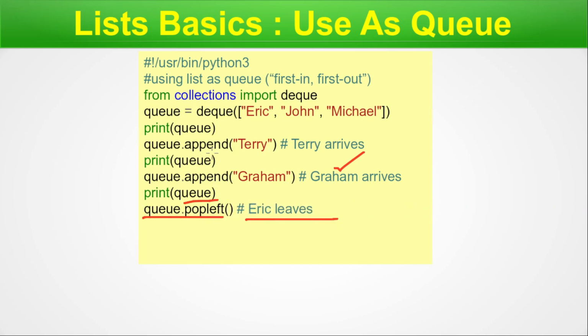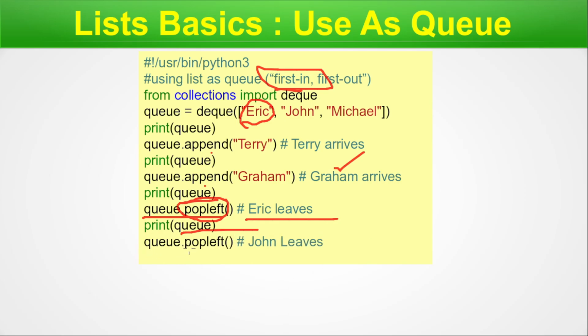So here we have done the appending, that is the first in, and then popleft. So from the left side it will pop. So the first one, Eric, is removed by this. Next we print the queue, and next again we do queue.popleft. That means after this John will go out. So John leaves this queue. And we print the queue.